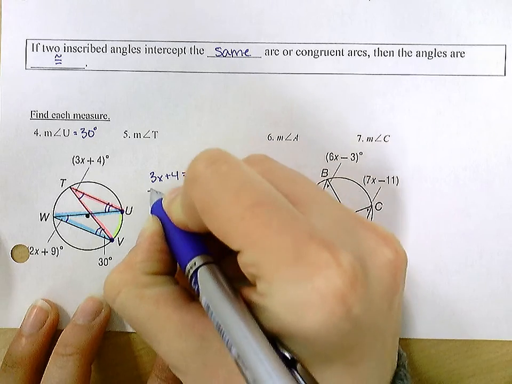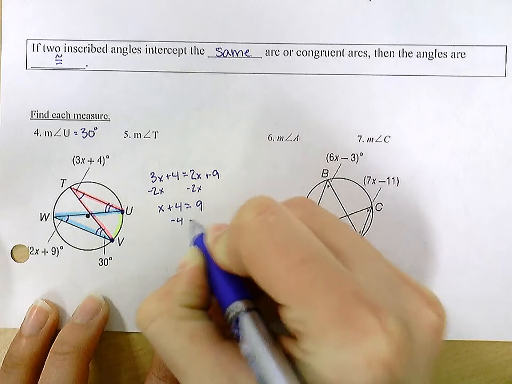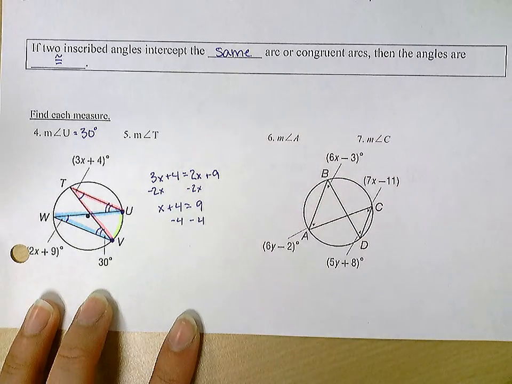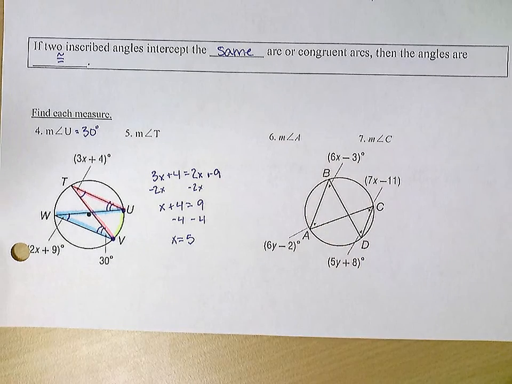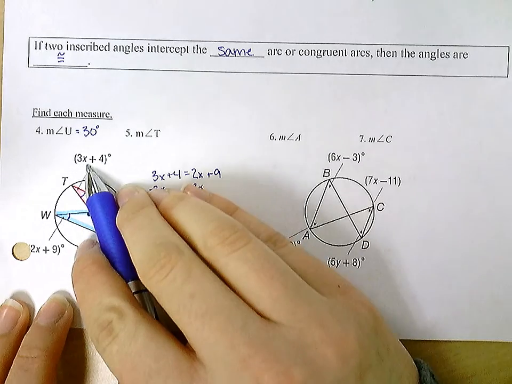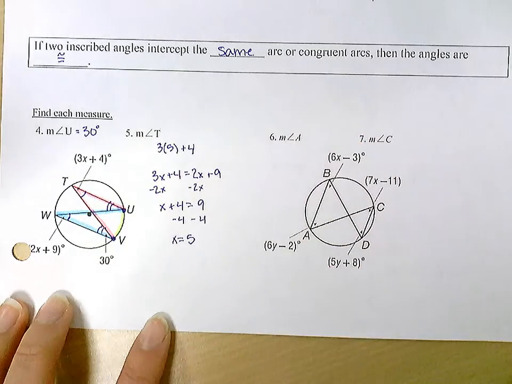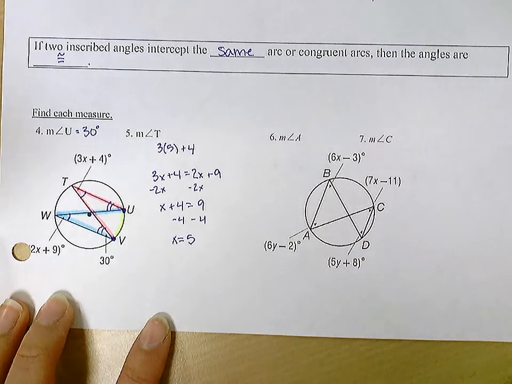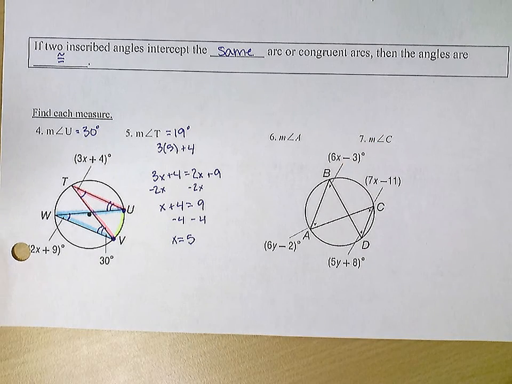Okay, subtract 2x to get x plus 4 equals 9. Then I'll subtract 4 from both sides to get x is equal to 5. Now I still want to find the measure of angle T, so to find that angle measure, I will plug 5 in for x. So I have 3 times 5 plus 4. And that's 19 degrees.